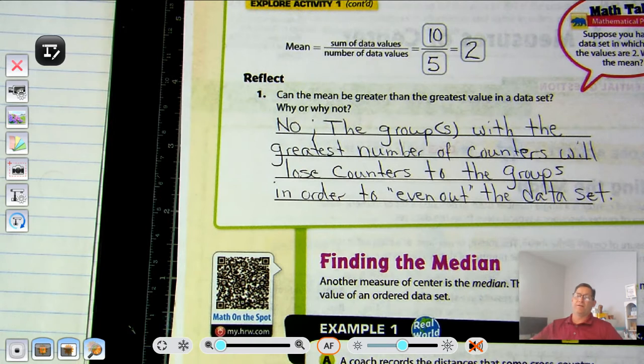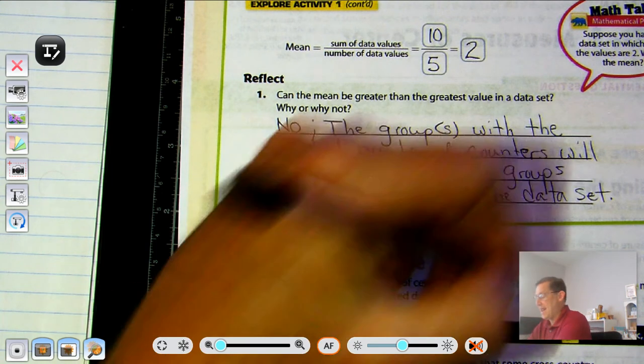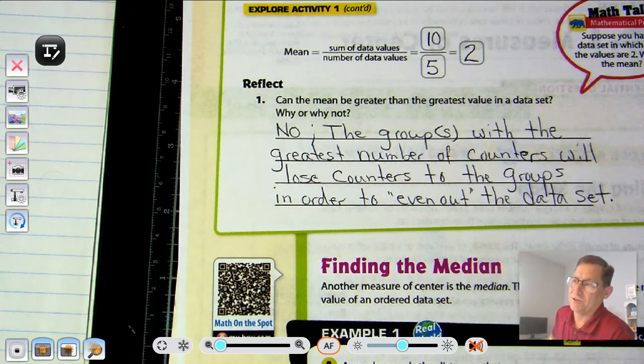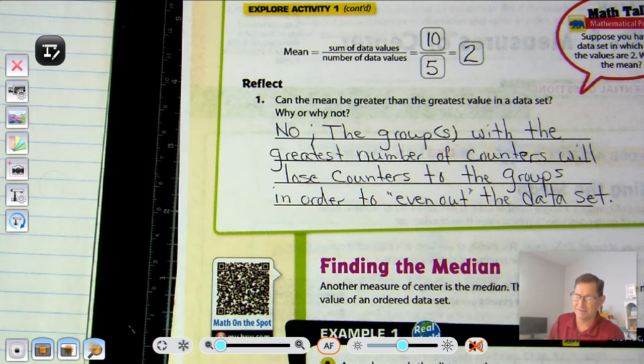Okay, so no, if we're using the concept of the counters, 2 of the groups had 3. Some of them had 1, some had 2. Well, we have to take some of the counters from the largest value groups to give them to the other groups so it evens out. We're finding an average. But there's no way for an average to be greater than the greatest value. We're not adding to that greatest number. We're actually evening them out by taking it away.